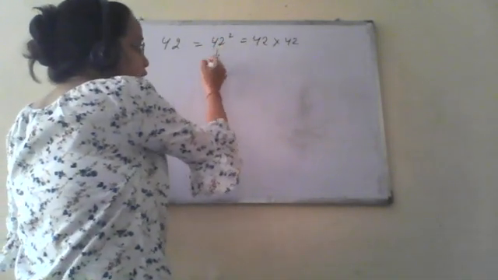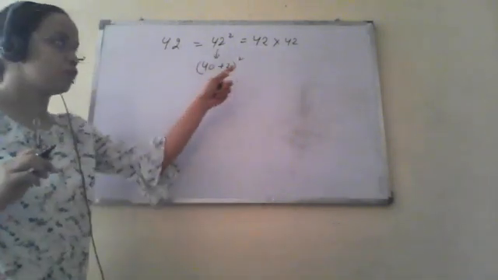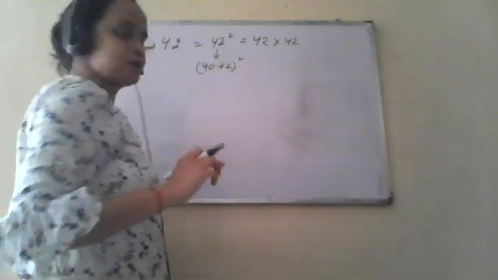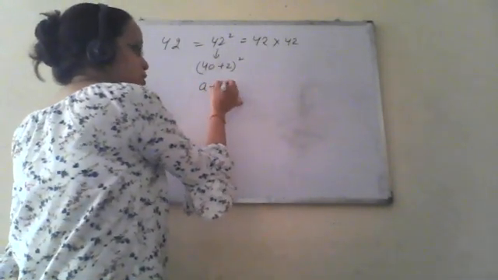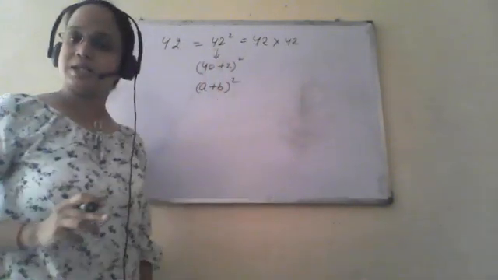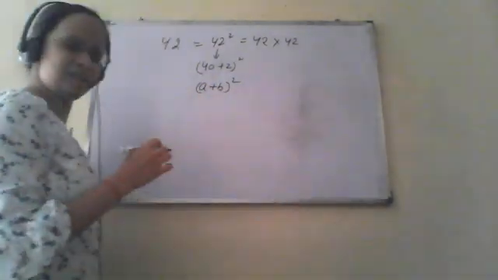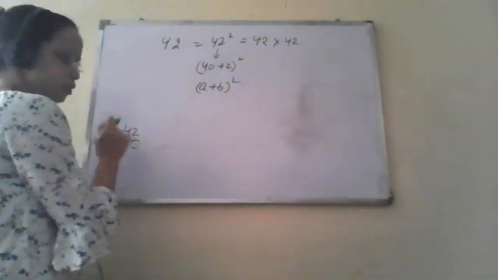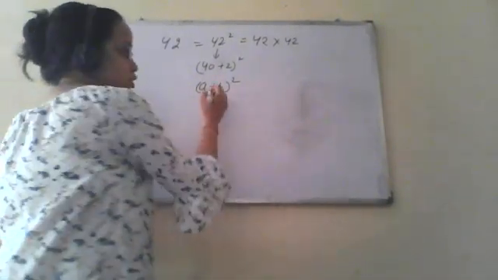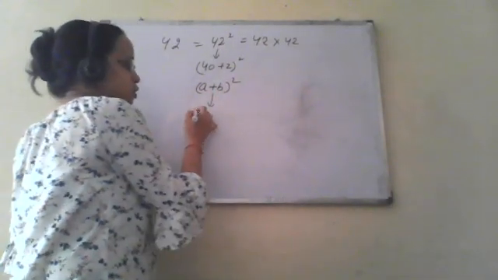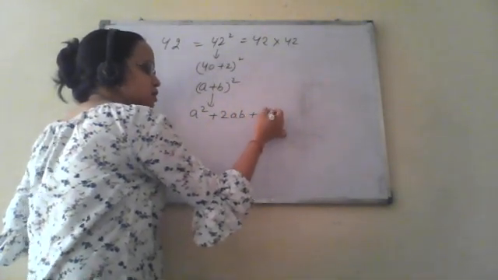This 42 can be written as 40 plus 2, whole square, since we have to find the square. I've told you about the algebraic expression, that is (a plus b) whole square. So we have to apply this algebraic identity for finding this square. We can directly multiply 42 into 42 like we used to do in our earlier classes, but we have to apply the identity here. So what is (a plus b) whole square? It was a square plus 2ab plus b square.